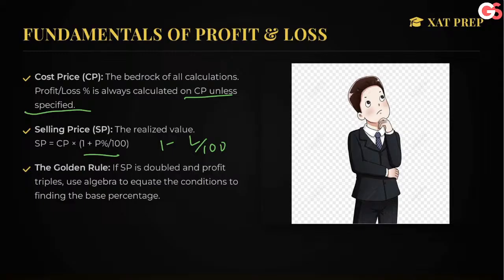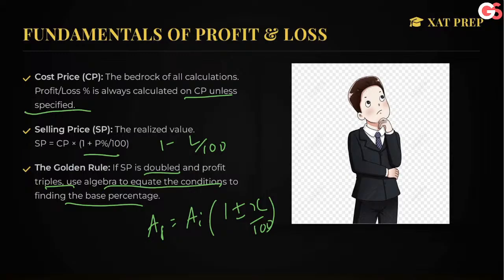So in percentage change, when we discuss that A final will be A initial multiplied by 1 ± X by 100. So here A initial is the cost price, A final is the selling price, and plus X is profit, minus X is loss. Okay. Now, the golden rule, if SP is doubled and profit triples, use algebra to equate the conditions to find the base percentage. Algebra is not going to leave you. Okay. By now you must have realized already. Is it my love for algebra or is it the reality? You need to decide.